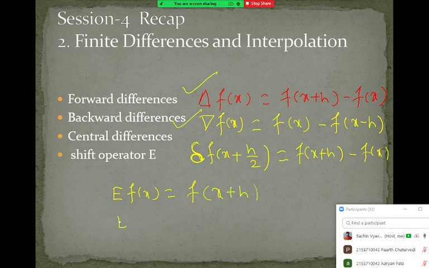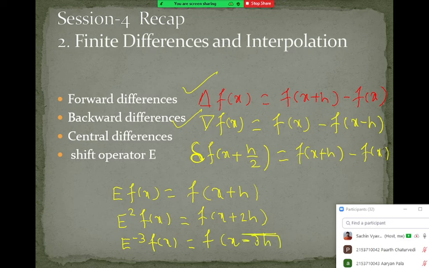If we have E squared of f(x), it is f of x plus 2h. And if we have E raised to minus 3 of f(x), obviously we have to shift x to the x minus 3h point. So f of x minus 3h. Is it clear? Got it? Okay. So about the operators, mainly the forward operator, backward operator, and shift operator, they are the most important operators that you should remember.